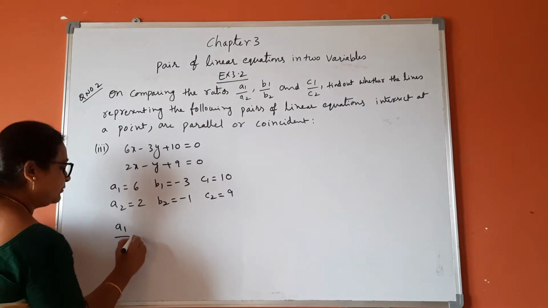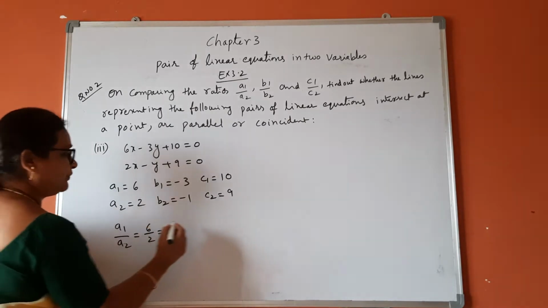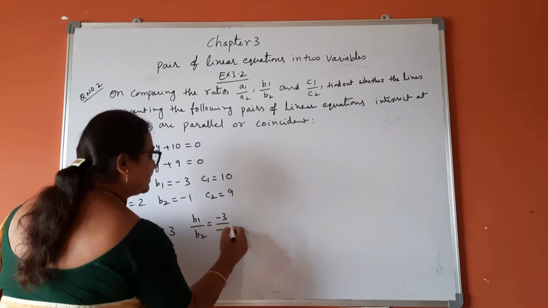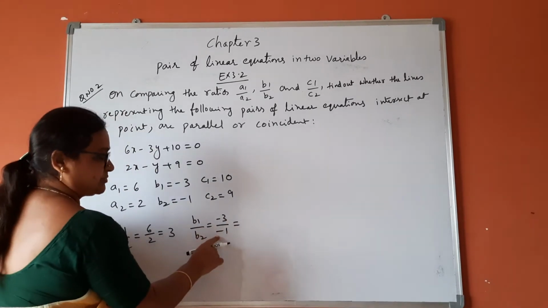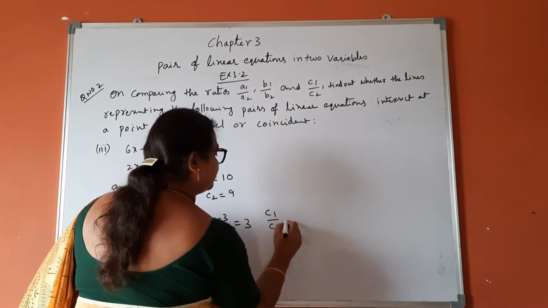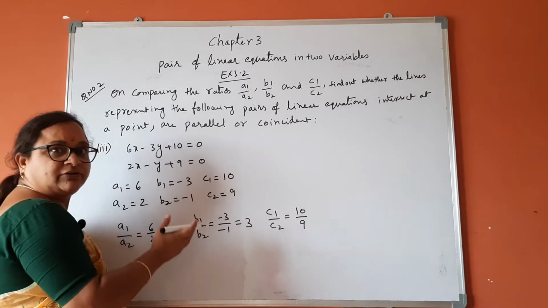A1 by A2 is equal to 6 by 2, that is 3. B1 by B2 is equal to minus 3 by minus 1, minus by minus is plus, 3 by 1, 3. C1 by C2 is equal to 10 by 9. We cannot simplify further.